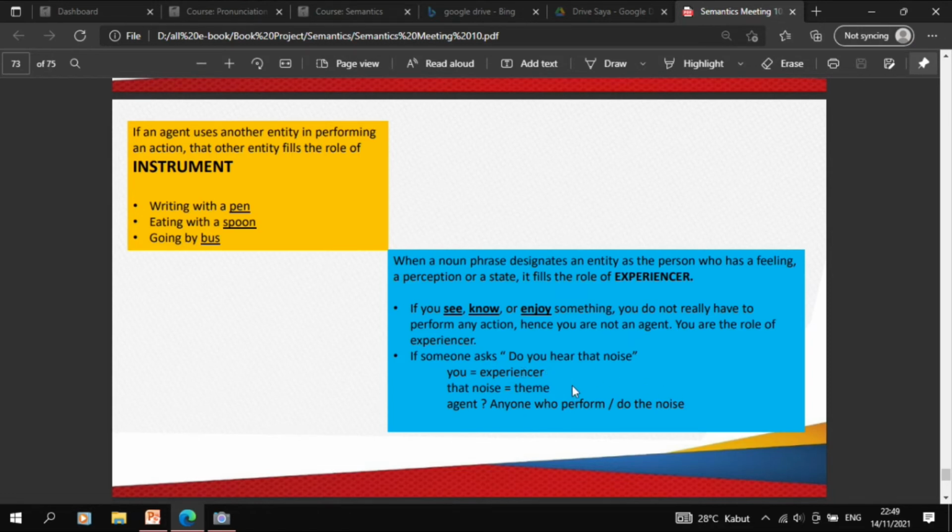We don't know the agent. Yang kita tahu dari kalimat ini adalah timnya noise, and who are you? You di sinilah yang disebut experiencer, because you only experience the verb. You do not perform the verb. See? If it is experiencer, you only experience the verb, but you do not perform the verb. So that's why it is always said that if you see, know, enjoy something, you do not really have to perform any action. Yeah, so that's for experiencer.